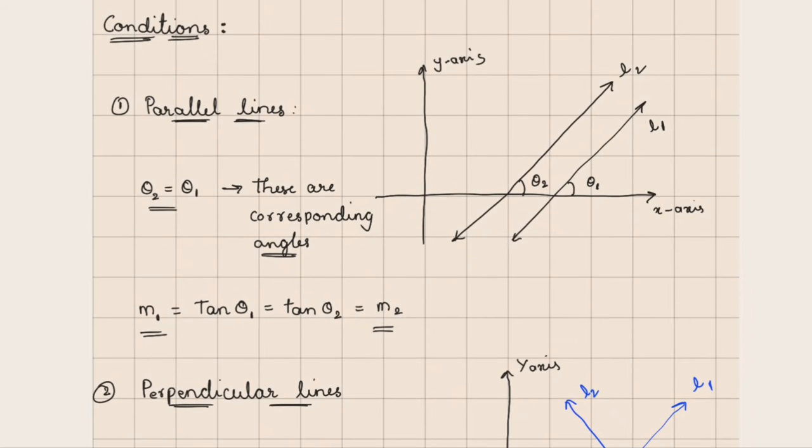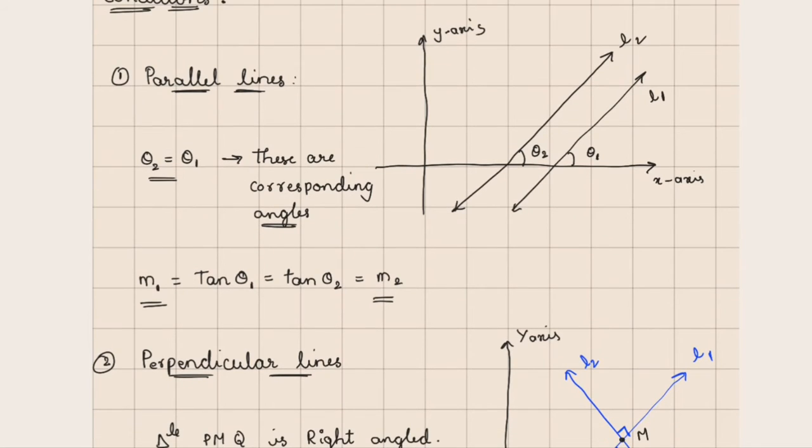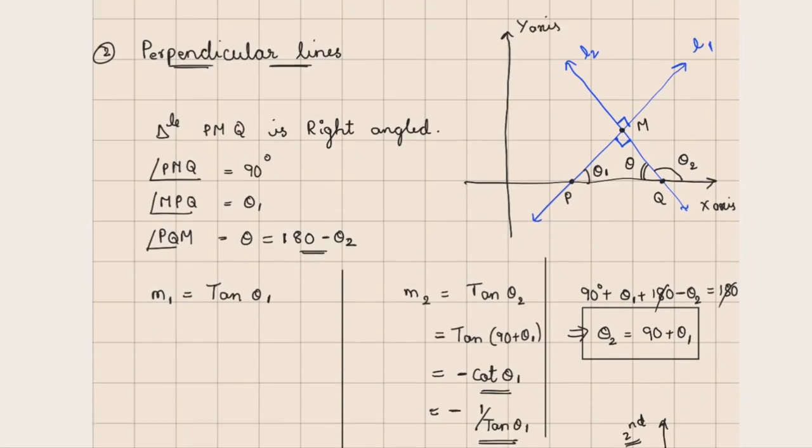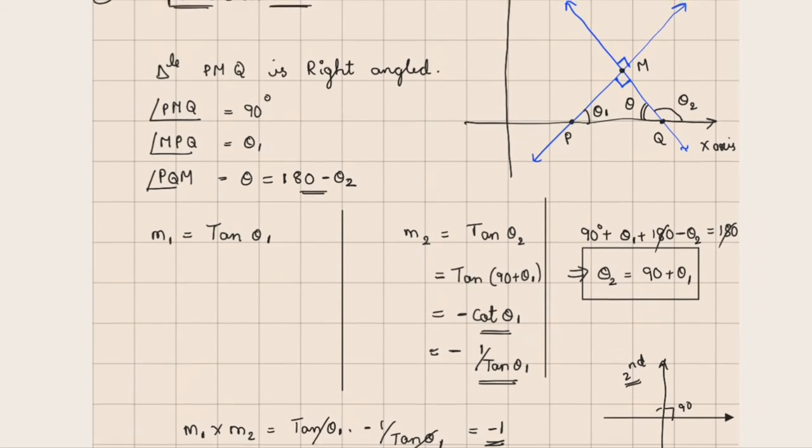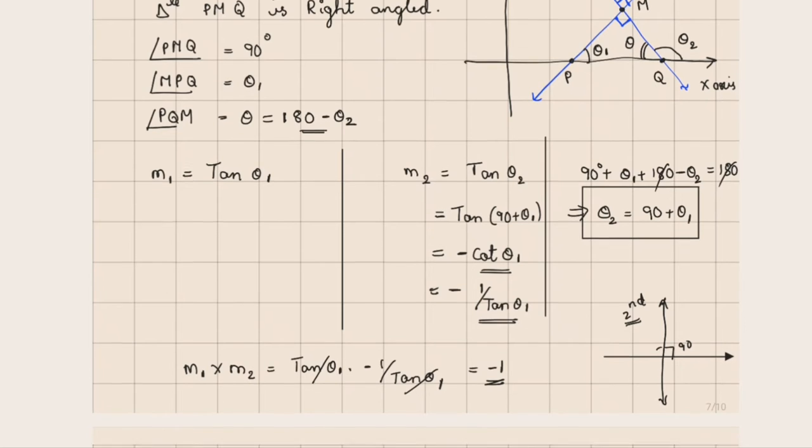One more thing we saw in the last lecture is the conditions for parallel lines and perpendicular lines. For parallel lines, the slopes are equal. We saw why: because the inclinations are equal for both the parallel lines. For perpendicular lines, the product of the slopes of the two lines is equal to -1.